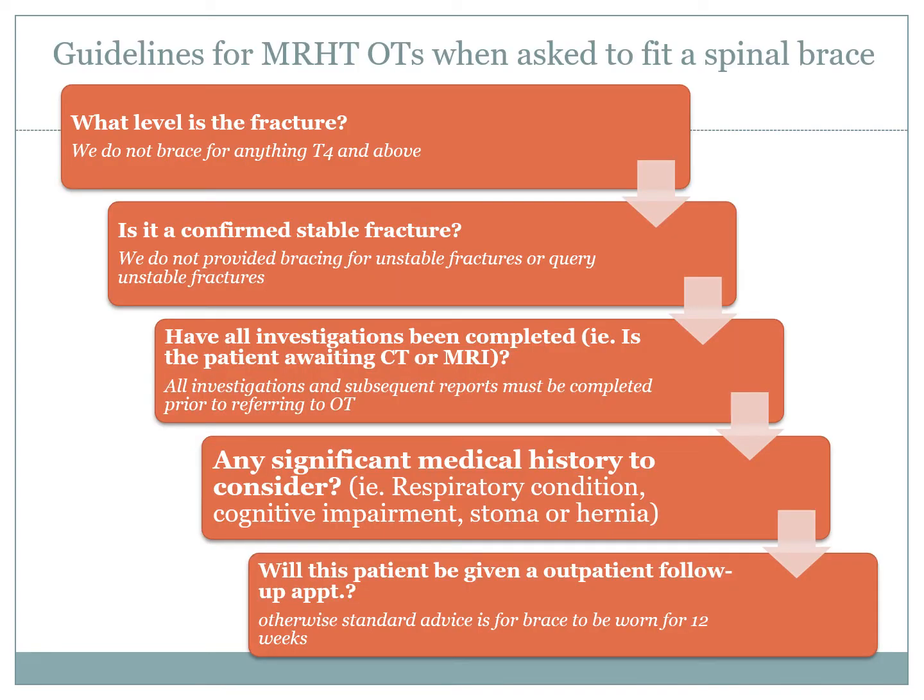This slide explains the guidelines followed by OT when we receive a referral prior to fitting of the spinal brace. Firstly, we check what level the fracture is. As explained previously, OTs do not brace anything of the level of T4 or above. Then we check if the fracture has been confirmed as stable and documented as stable by the orthopedic team. We ensure all investigations have been completed, such as an MRI or CT. All investigations and subsequent reports must be completed prior to referring to OT.